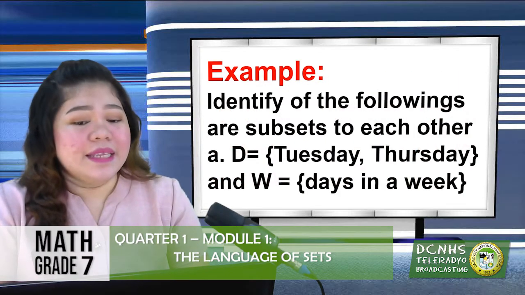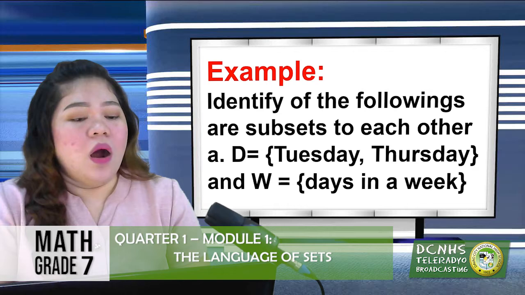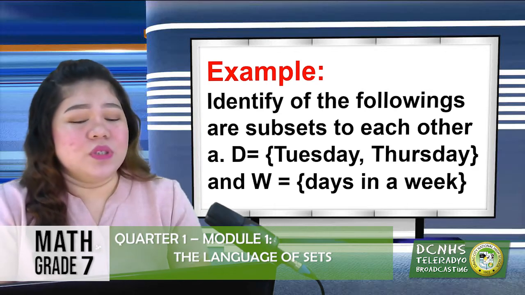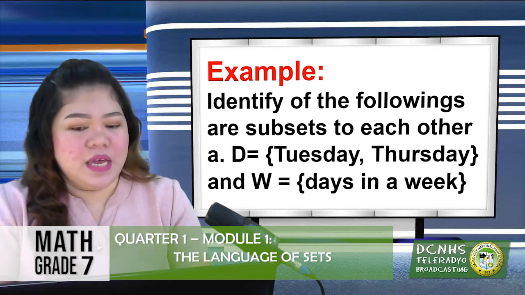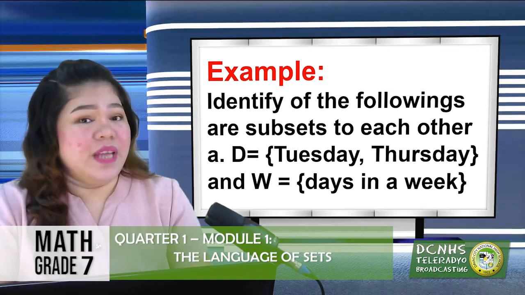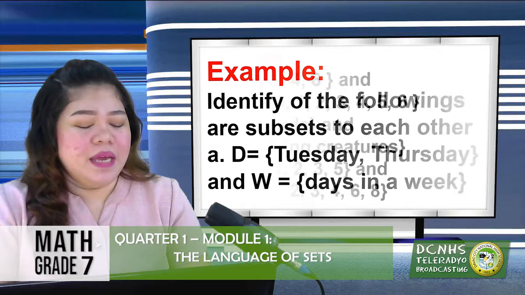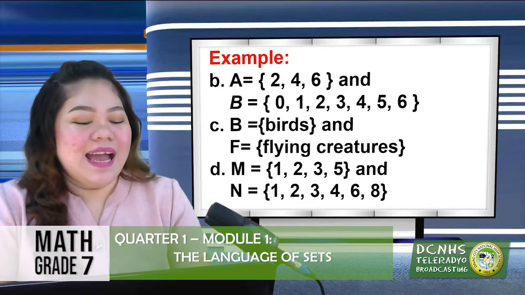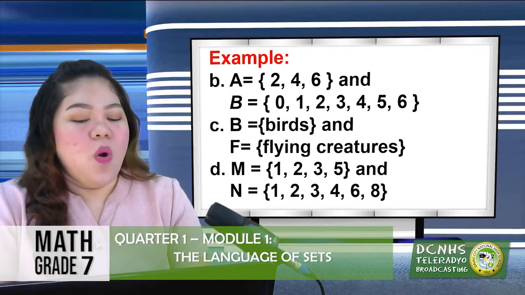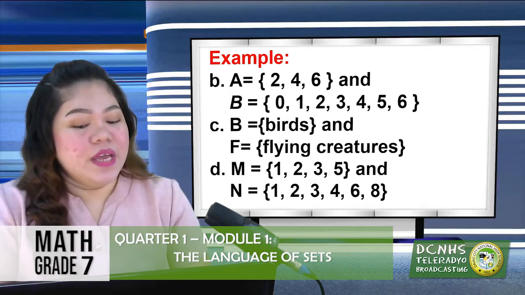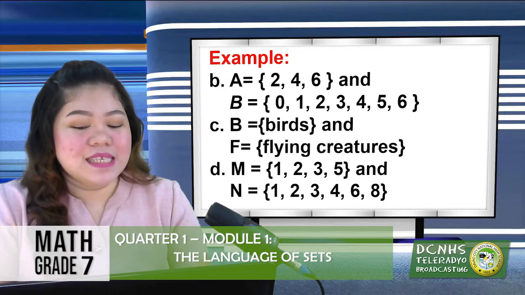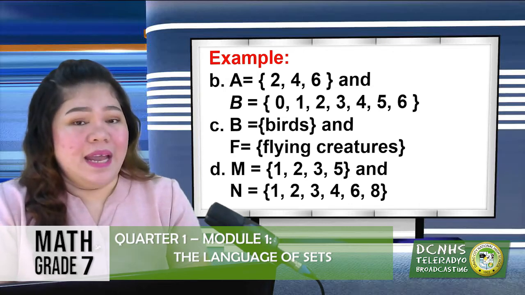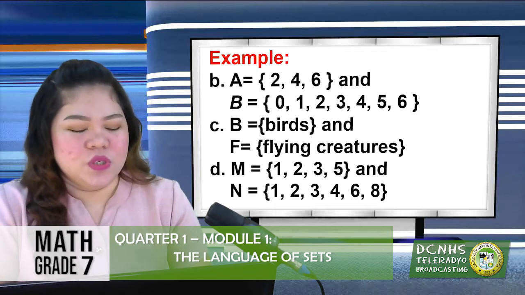Example. Identify which of the following are subsets to each other. For A, D is equal to the set of Tuesday, Thursday, and W is the set of days in a week. Letter B, A is a set of 2, 4, 6, and B is a set of 0, 1, 2, 3, 4, 5, 6. Letter C, B is the set of birds and F is the set of flying creatures.